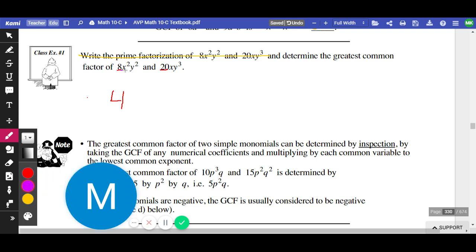First letter I see is X. The first term has an X squared, the second term has a singular X. That means the most X's I could take out of both would be X to the power of 1. If I tried to take more than that, the second term doesn't have enough to divide out. If I look at Y's now, I have Y squared and Y cubed. The most number of Y's I could take out of both would be Y squared. If I try to take any more than that, I don't have enough in the first term to take it out. So my greatest common factor is 4xy squared.